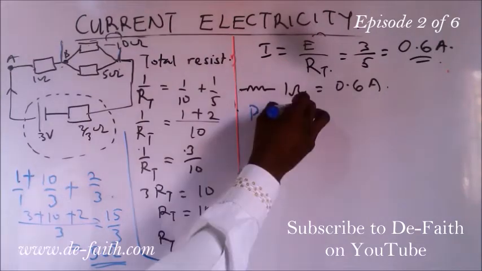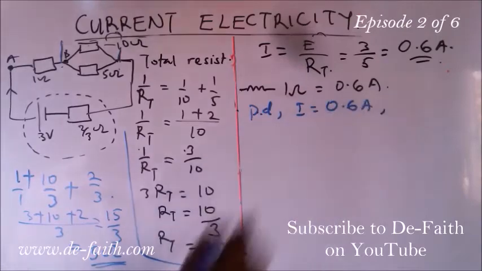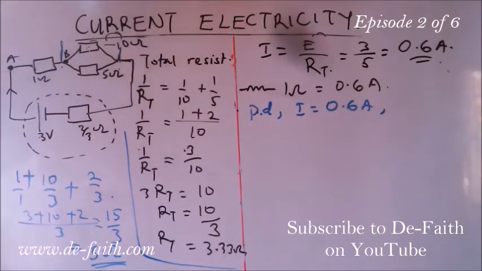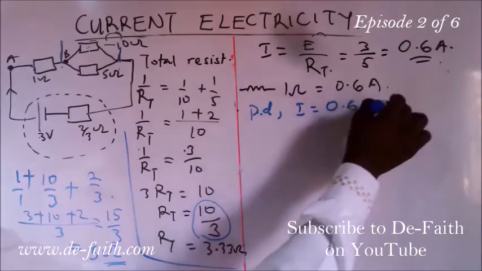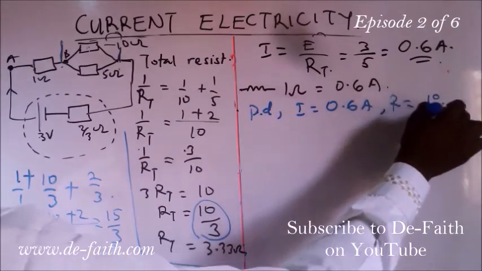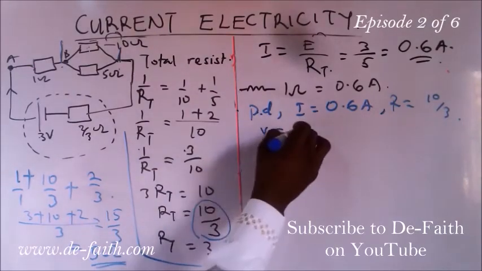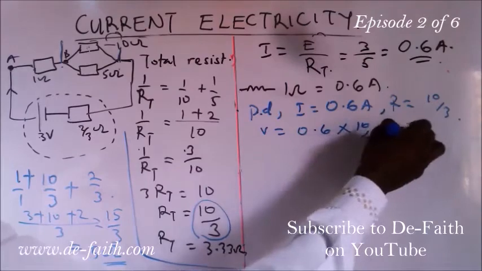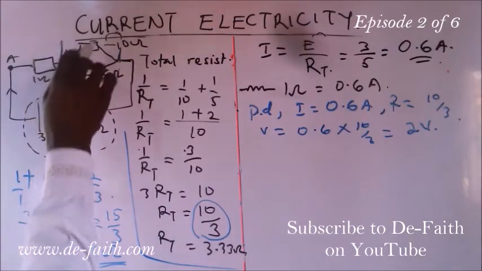So how do we get that? We know the current flowing through it, which is 0.6 ampere for the first one, and then for these two parallel resistors, we have a total resistance of 10 over 3. So we are going to use 10 over 3. To get the potential difference, V is equal to 0.6 times 10 over 3, and that is 2 volts. It is 2 volts that is the potential difference.